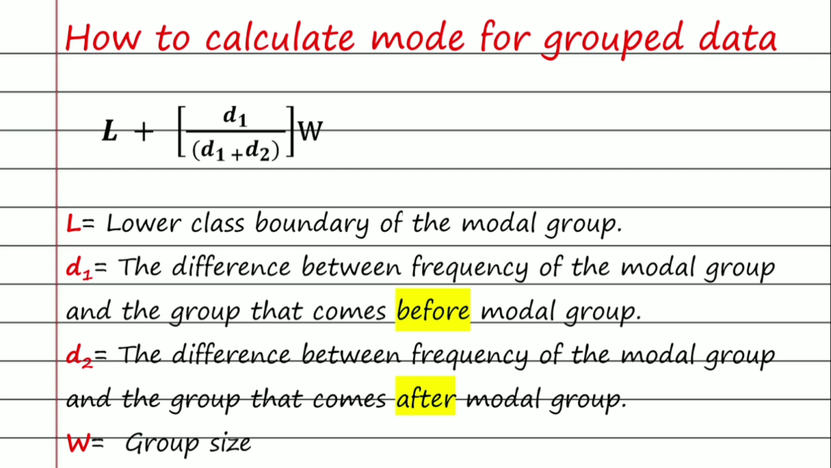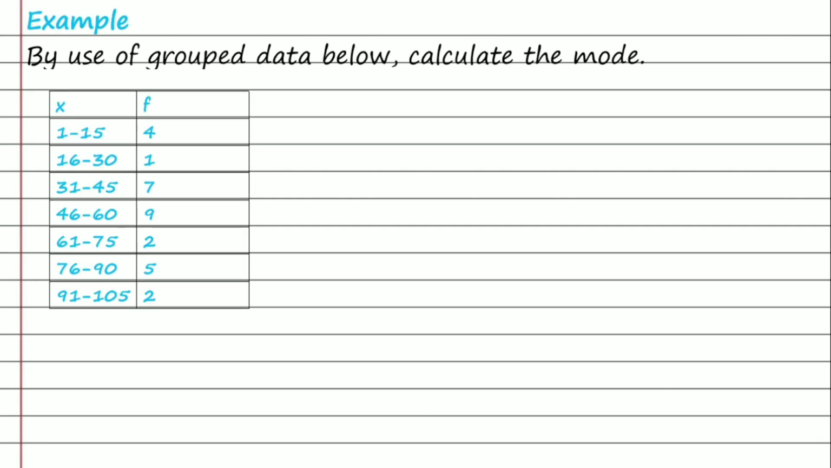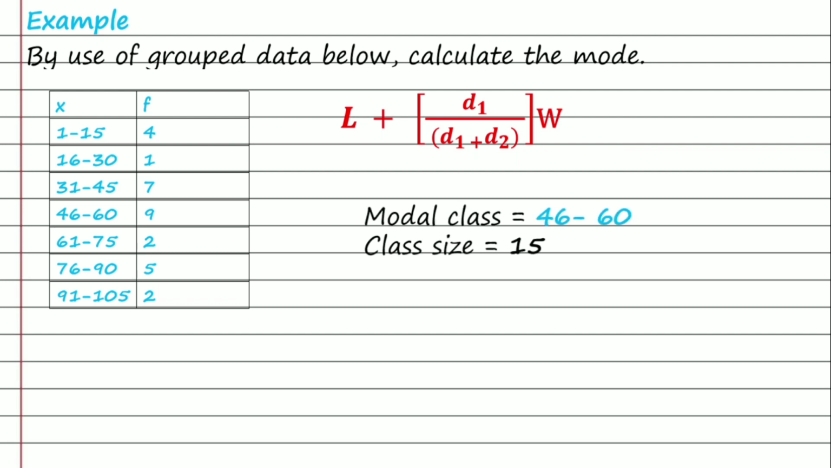To illustrate calculating the mode with grouped data, let's use this example. Looking at our grouped data, we can identify the modal class as 46 to 60 since it has the highest frequency. The class size is 15. Now we can plug in the values into the formula to find the mode. Remember that in this case, we always use the real limits.